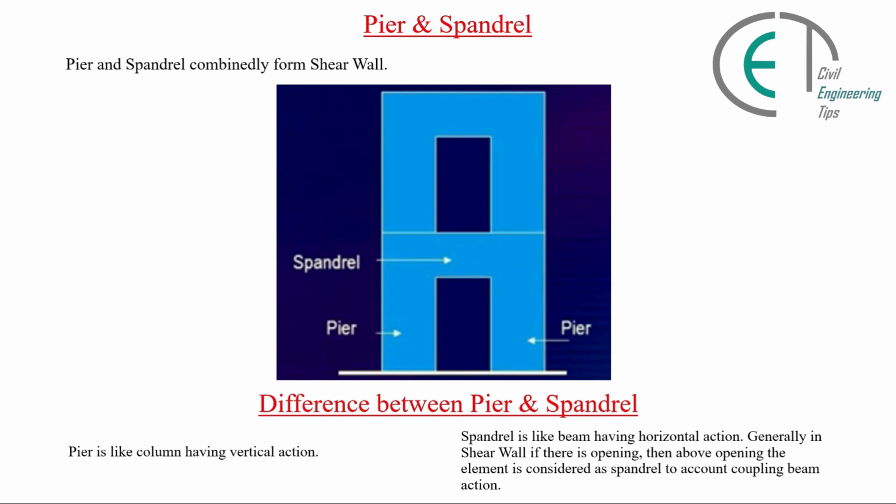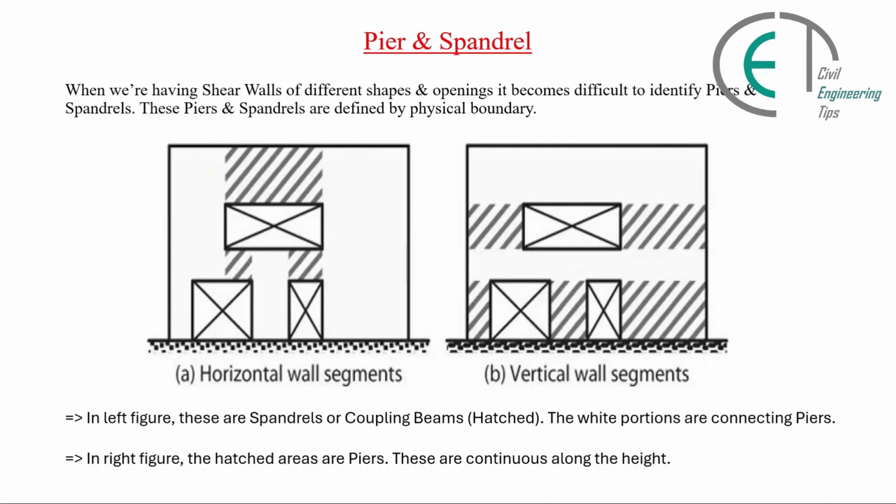Now the question is, which one is pier and which one is spandrel? This is very simple. The vertical portion of this lift core shear wall is called pier and the horizontal portion of the lift core shear wall is spandrel. Now let's differentiate between pier and spandrel. Pier is like a column having vertical action, that I already said to you. Spandrel is like a beam having horizontal action. Generally in a shear wall, if there is an opening, then above the opening the element is considered as spandrel to account for coupling beam action.